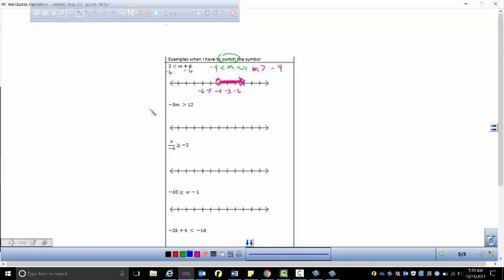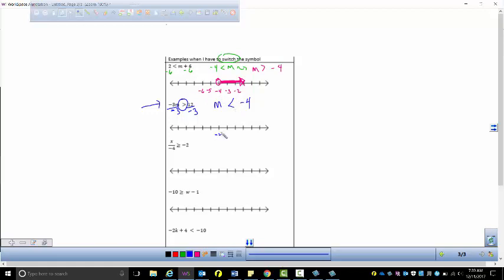Okay, so now this next one is a new rule. Do you see how there's a negative 3 with the letter? If there's a negative with the letter, like this, when I divide, I have to divide by the negative. I have to keep the sign when I divide. So I have m. 12 divided by negative 3 is negative 4. And when I divide by a negative, I have to change the symbol. So this symbol here has to change to less than.